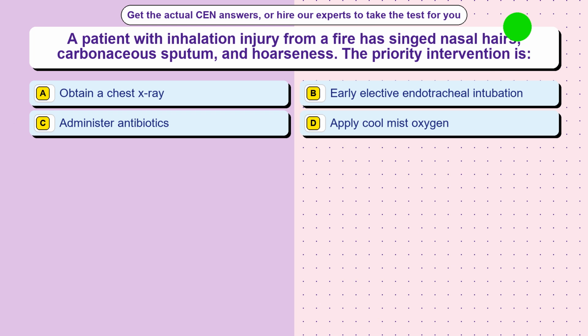Question 12. A patient with inhalation injury from a fire has singed nasal hairs, carbonaceous sputum, and hoarseness. The priority intervention is Option A, obtain a chest X-ray. Option B, early elective endotracheal intubation. Option C, administer antibiotics. Option D, apply cool mist oxygen.